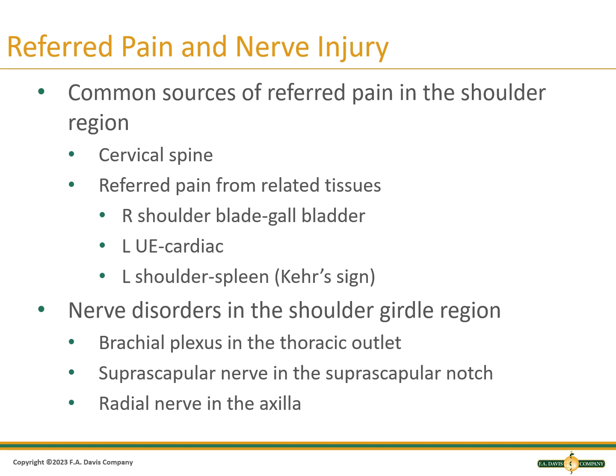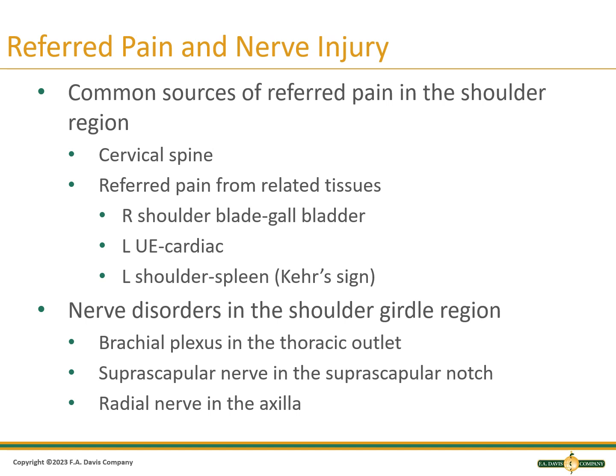Referred pain and nerve injury with the shoulder. So referred pain is going to be pain that is coming from a different area that we are perceiving in the shoulder. Nerve injury is going to be pain that is caused by injury to the nerves surrounding the shoulder.